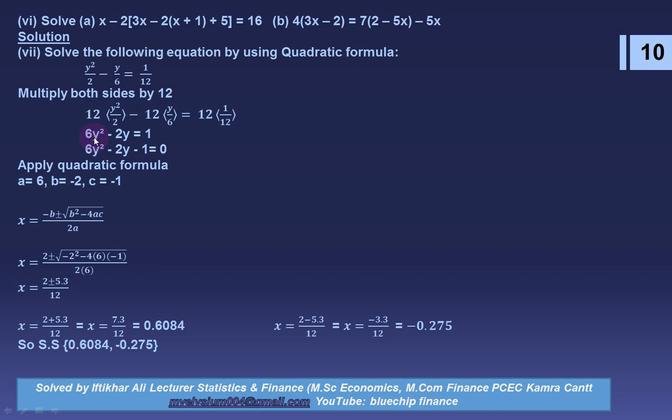So it will become 6y squared minus 2y equals 1, so 6y squared minus 2y minus 1 equals 0, and finally the quadratic formula will be applied here. So a will be 6, b will be minus 2 and c will be minus 1. So after putting the values into the quadratic formula, we get 0.6084 and minus 0.275.